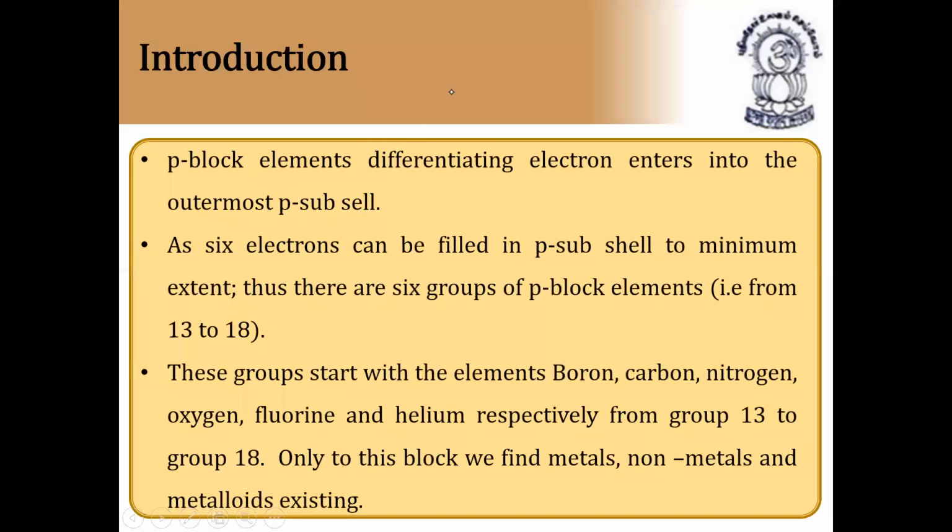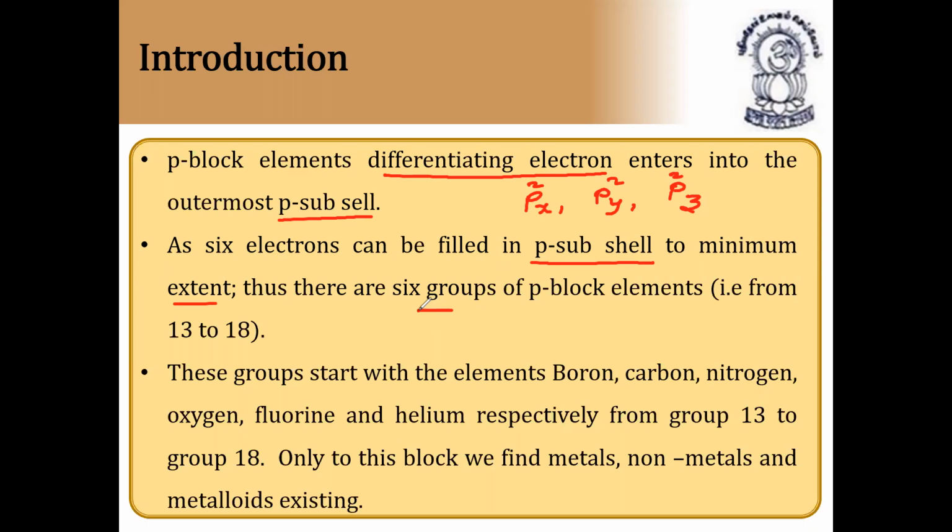Introduction. What are P block elements? The elements in which the differentiating electron, that is the valence electron, enters into the outermost p subshell. In p subshell, what are the sub-orbitals? We have px, py, and pz. In each sub-orbital, we can have two electrons each. So the p orbitals can hold 6 electrons in total.